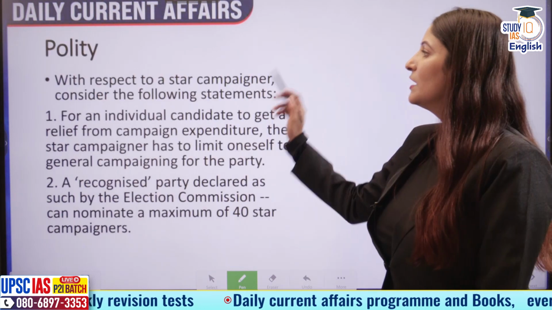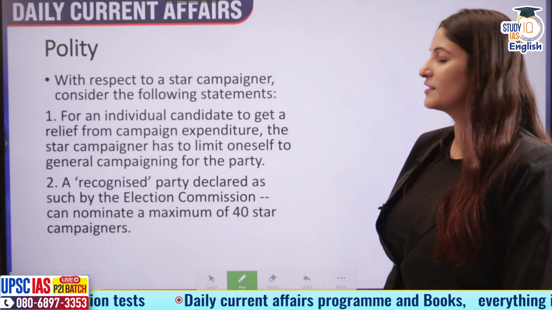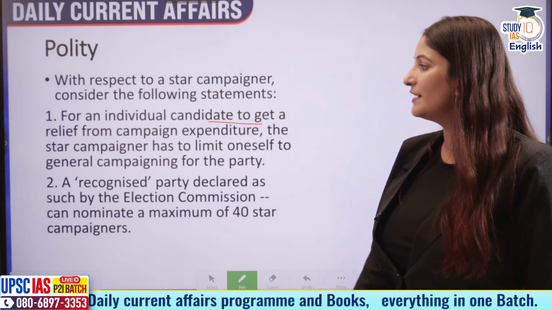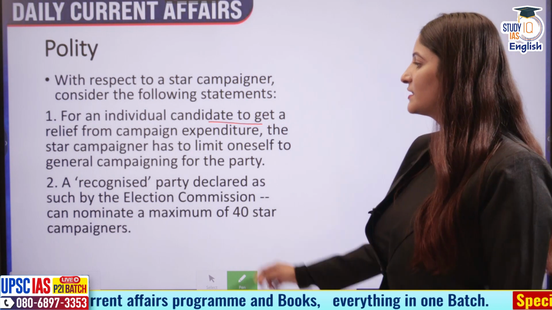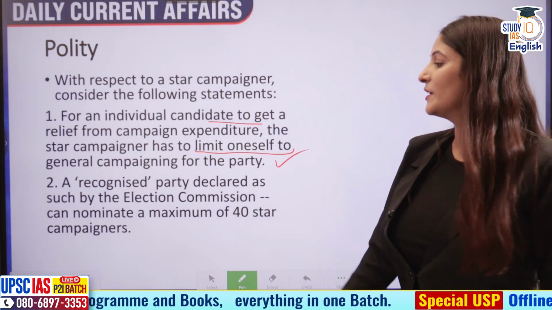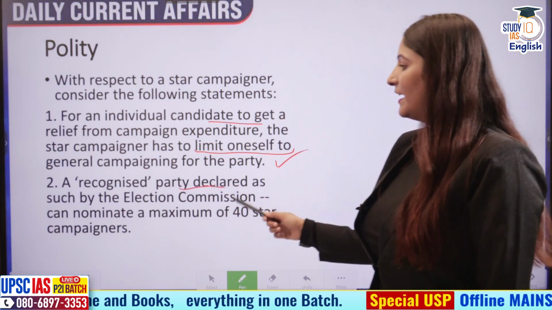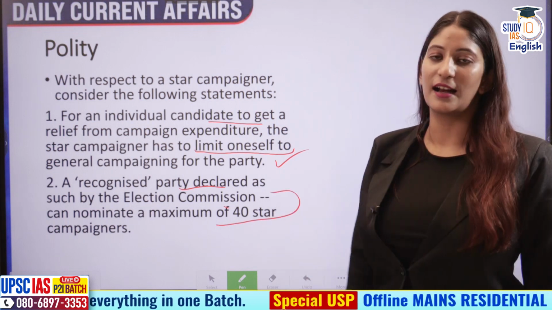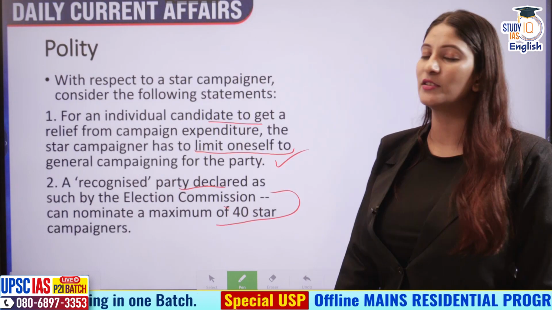Coined way back in 2013, I have already explained to you all this, so no need, just for reference for future. With respect to a star campaigner, consider the following statements. For an individual candidate to get a relief from campaign expenditure, the star campaigner has to limit oneself to general campaigning for the party. A recognized party declared as such by the Election Commission can nominate a maximum of 40 star campaigners. So which of the statements given above is or are correct?